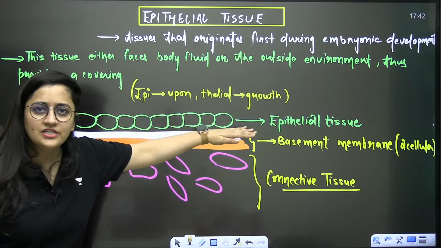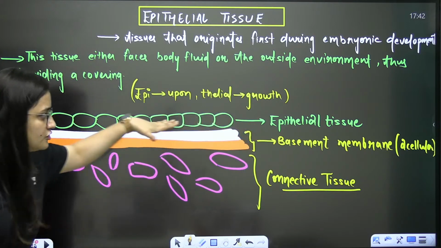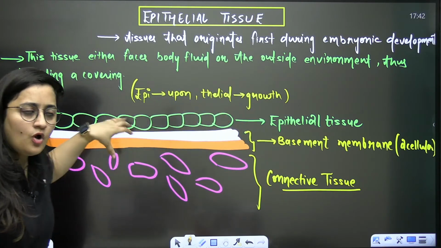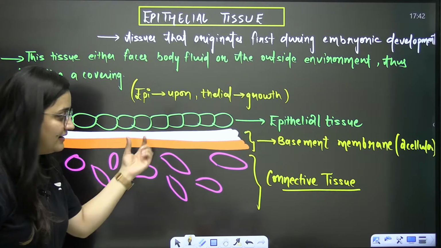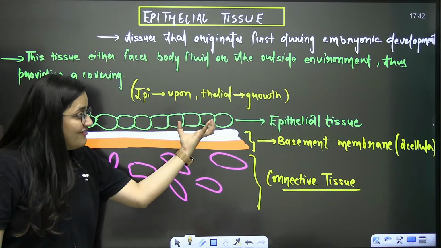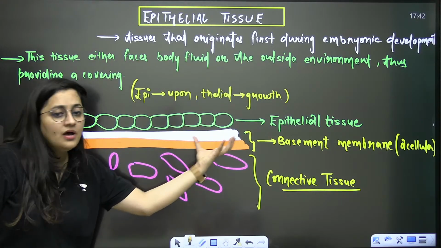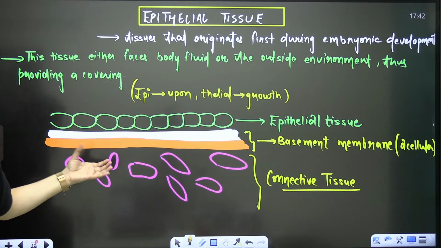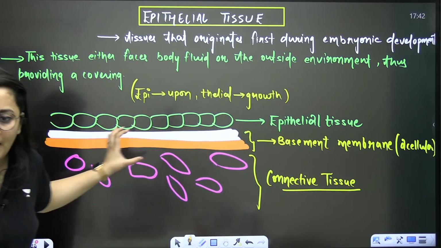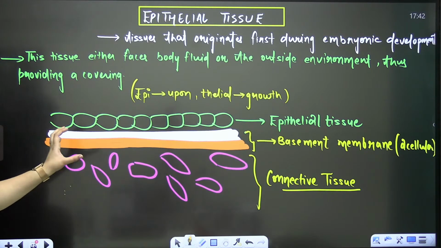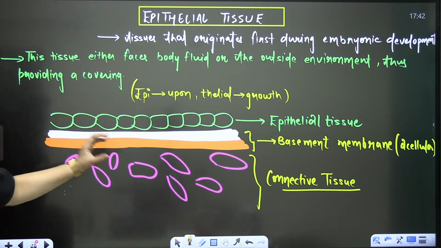So the epithelial tissue, the epithelial layer: you can see the cells are quite compact, and no blood supply is there directly. As I said, this epithelial tissue always lies on the basement membrane. Clear? Okay, the basement membrane is there.